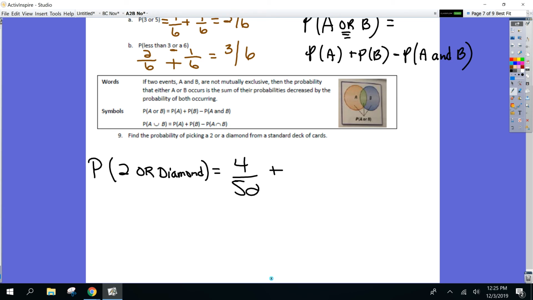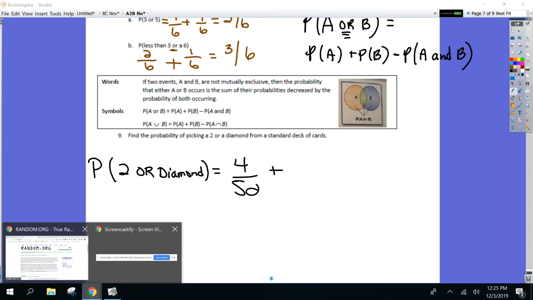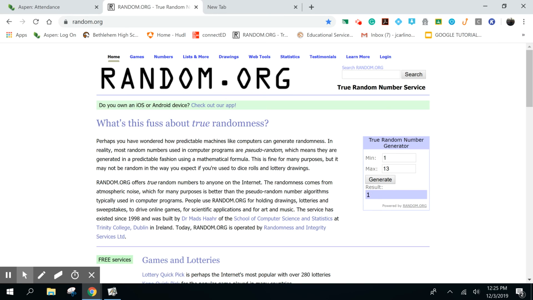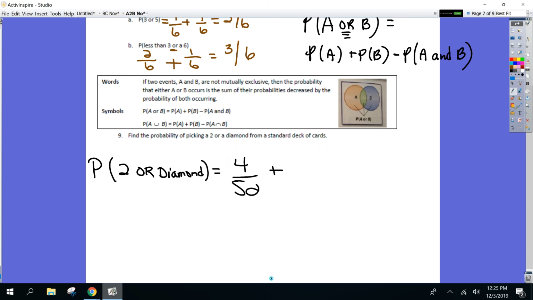Diamond now. Remember, this has nothing to do with with or without replacement. It's just one pick of the card. A 2 or a diamond. Anybody remember how many diamonds are in the deck? 13 diamonds out of how many cards? 52.